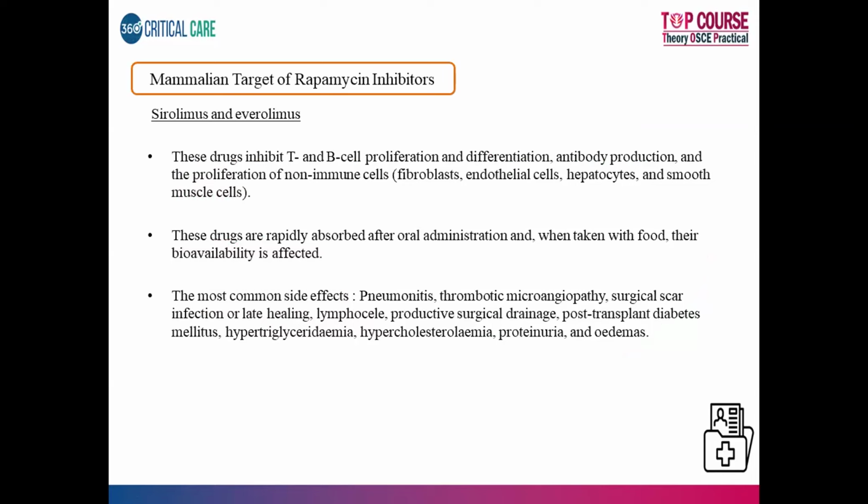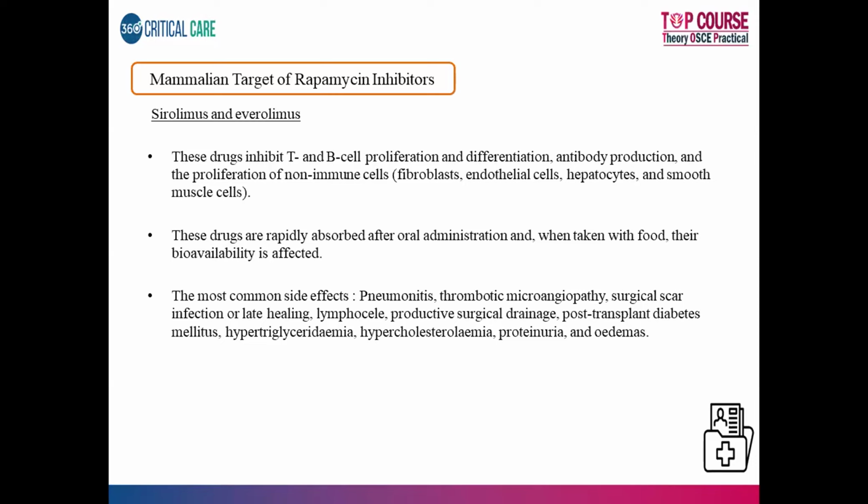Now comes the second group of maintenance drugs, the mammalian target of rapamycin inhibitors, which include sirolimus and everolimus. What is the mechanism of action of these drugs? They basically inhibit T and B cell proliferation and differentiation. They inhibit antibody production, and they inhibit the proliferation of non-immune cells like fibroblasts, endothelial cells, hepatocytes, and smooth muscle cells. They are rapidly absorbed after oral administration, and when taken with food, their bioavailability is decreased, so they should be taken on an empty stomach.